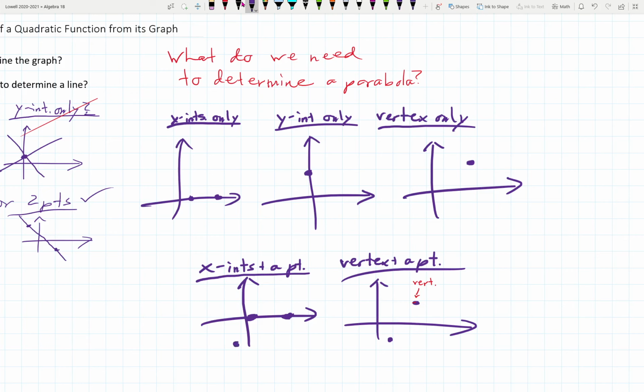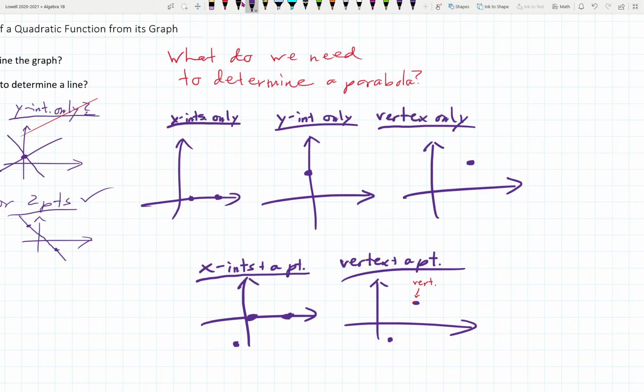And the fifth scenario is if you have the vertex and some other point. So I think you should pause the video here. Try these out. See if you can draw exactly one, or could you draw more than one for each scenario. Okay, so I'm going to assume that you paused the video and tried to do that.